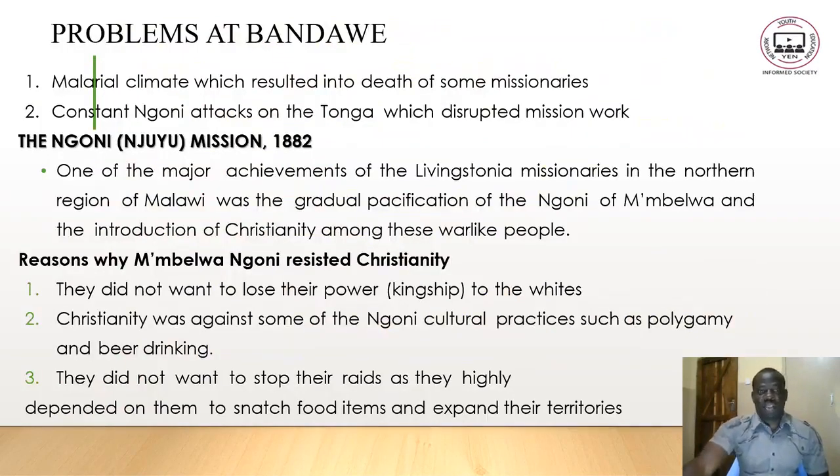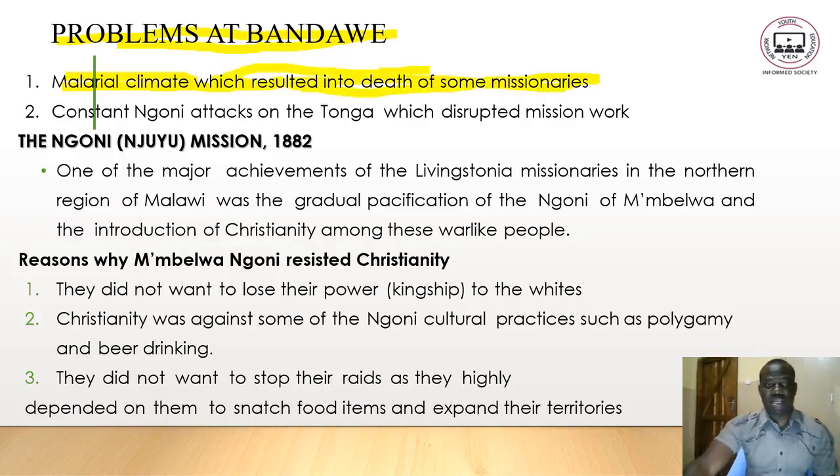But at Bandawe, there were also some problems. Number one, the malarial climate, which resulted in the death of some missionaries. So also some missionaries died at Bandawe. And also the constant Ngoni raids or attacks on the Tonga disrupted the work again at Bandawe. So let's look at the Ngoni or Njuyu mission of 1882.